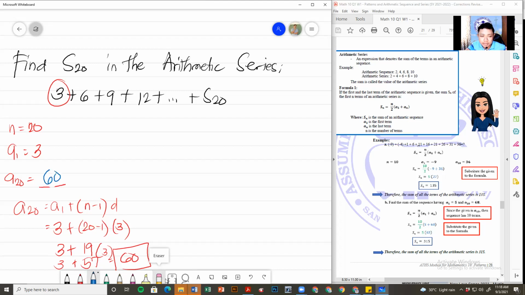And then we can already use the formula. S sub 20 is equal to N over 2. Sorry, that's 20. 20 over 2 times the first term plus the last term is 60. This becomes 10 times 20 plus 60. The answer is, sorry. The first term pala is 3.